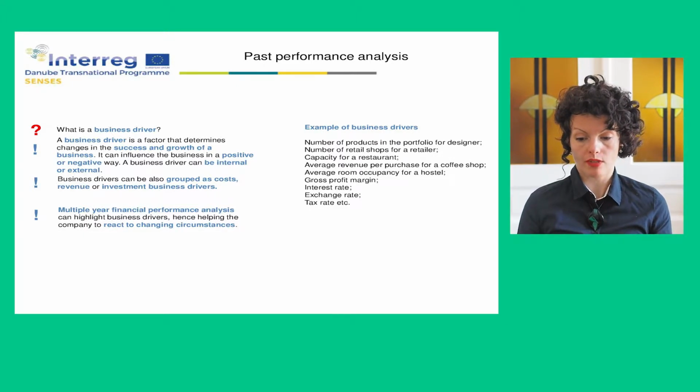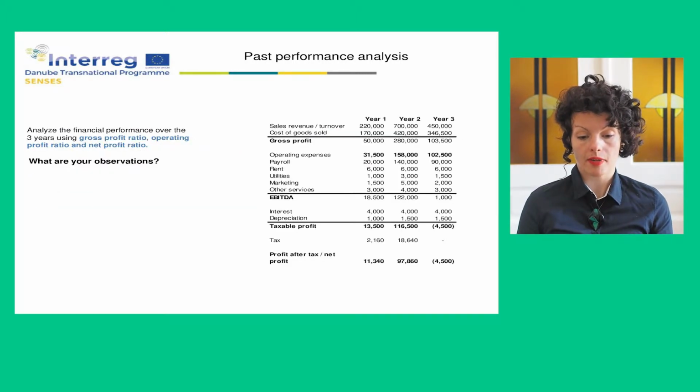Example of business drivers: number of products in the portfolio for the designer, number of retail shops for a retailer, capacity for a restaurant, average revenue per purchase for a coffee shop, an average room occupancy for a hostel, gross profit margin, interest rate, exchange rate, tax rate, etc. We analyze the financial performance over the 3 years using gross profit ratio, operating profit ratio, and net profit ratio. Let's proceed.